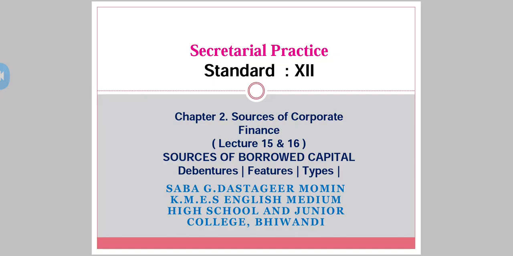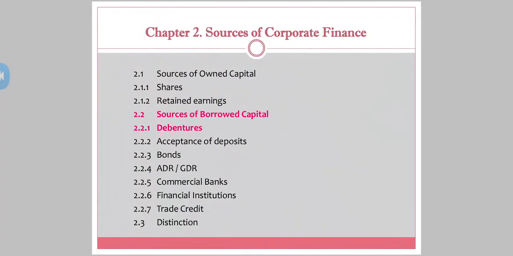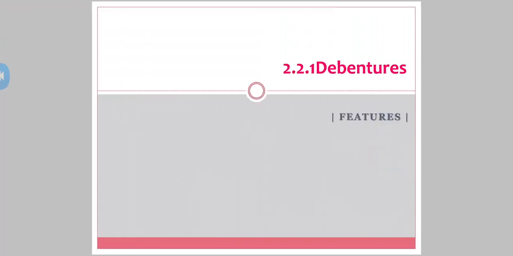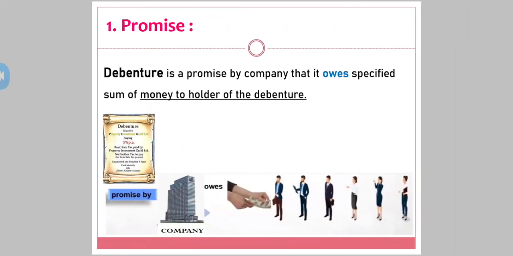My dear students, in the previous lecture we have seen the meaning and definition of debentures, that is, it's a source of borrowed capital to the company. In today's lecture we are going to see the features and types of debentures. Coming to the very first feature of debenture, which is promise.